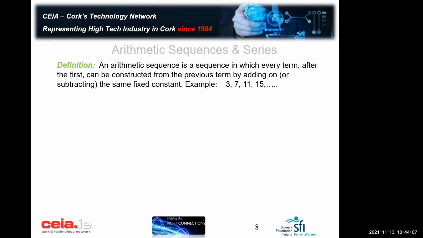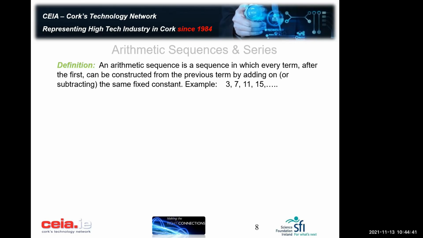So next, we're going to have a look at arithmetic sequences. These are the ones I showed you diagrams for in the beginning. They're basically ones that can be constructed by adding or subtracting a term to the previous term to get the next term. So the definition is an arithmetic sequence is a sequence in which every term after the first can be constructed from the previous term by adding on or subtracting the same fixed constant. So that's important. It's the same fixed constant.